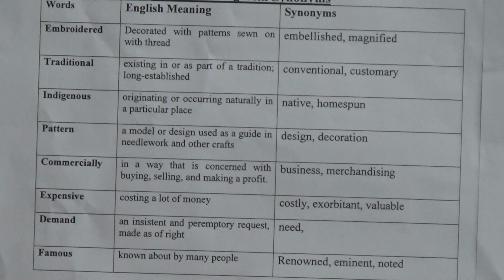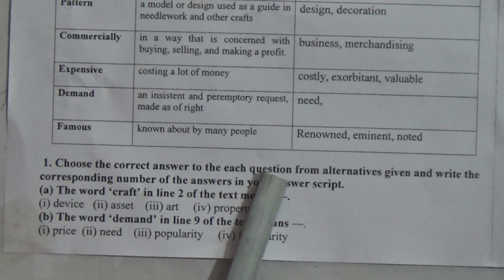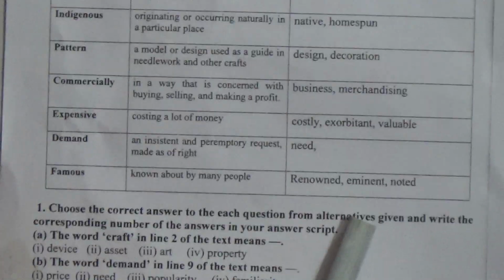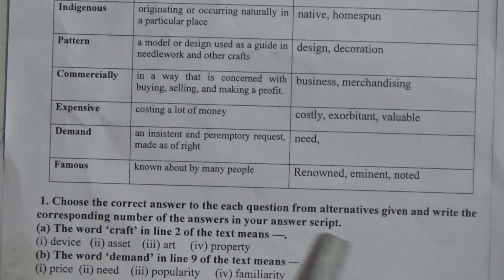So let's do number 1. In your exam, one seen comprehension will come. You'll have to answer 2 questions. Number 1 is choose the best answer. Number 2 is question answer. So let's do number 1. Choose the correct answer to each question from the alternatives given and write the corresponding number of the answer in your answer script.